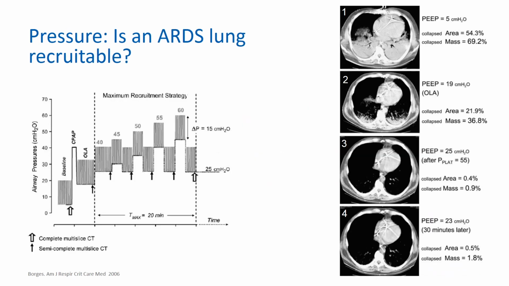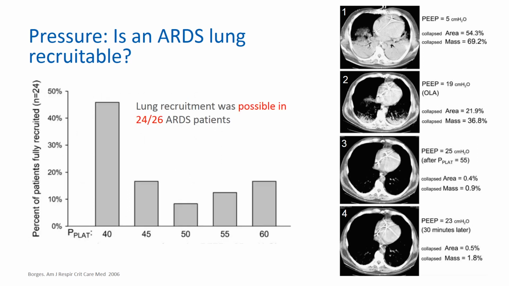In early onset ARDS, patients typically do not have consolidated lung areas and can be fully recruited. This clinical case shows that if we perform a recruitment maneuver at high pressure, 55 centimeters of water in this example, and set PEEP, we can fully recruit the lung and keep it recruited in early onset ARDS patients.